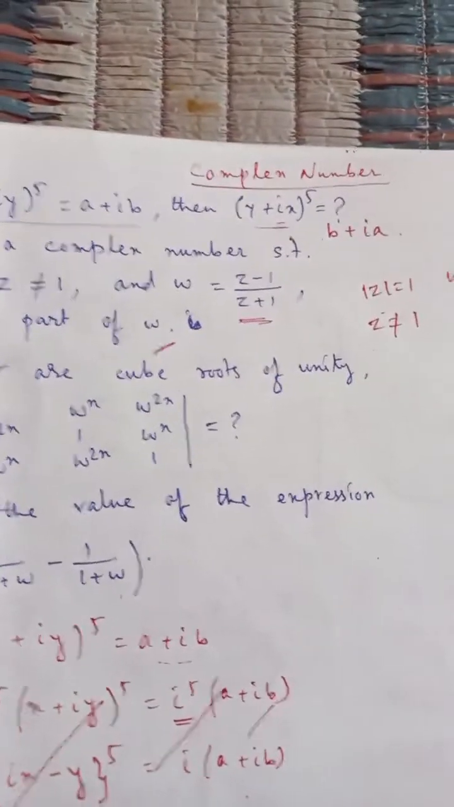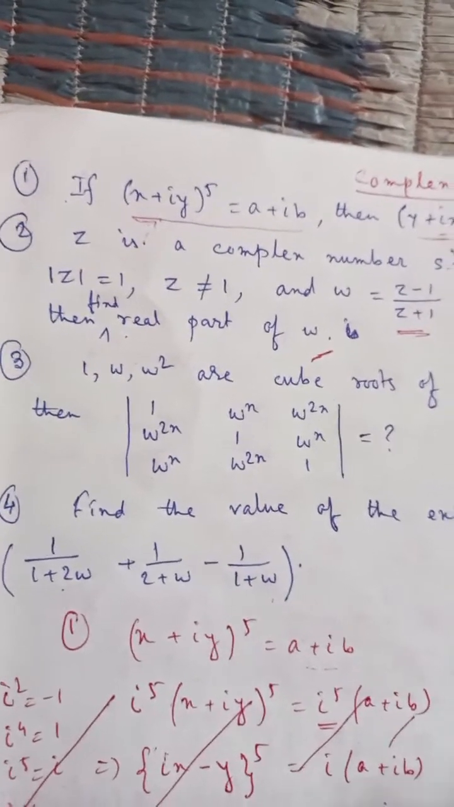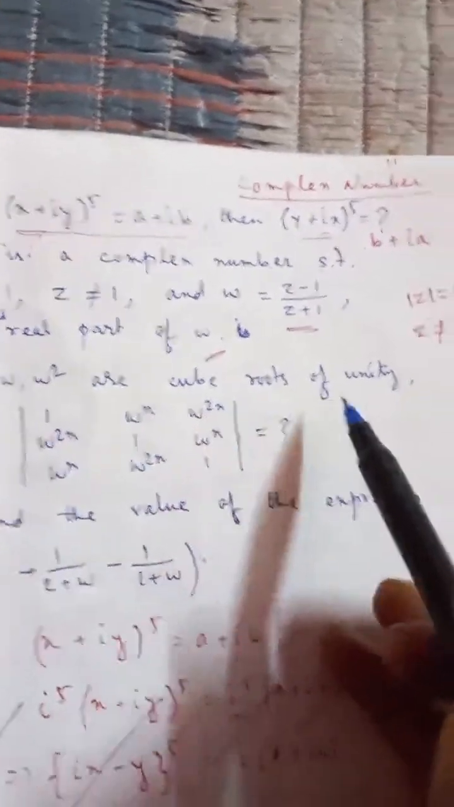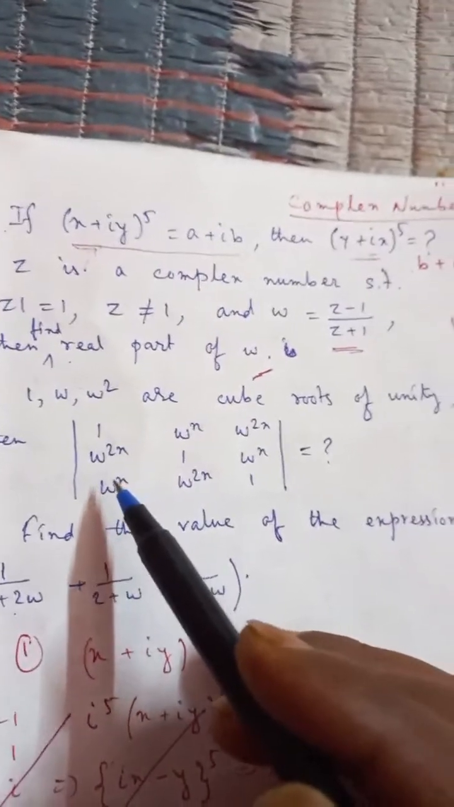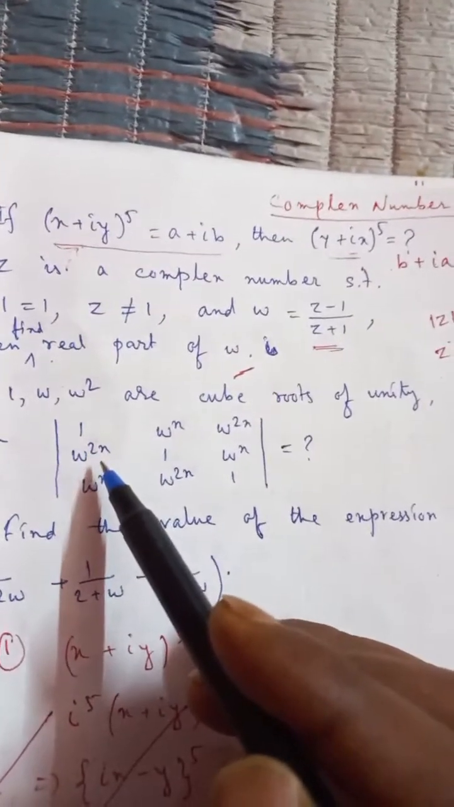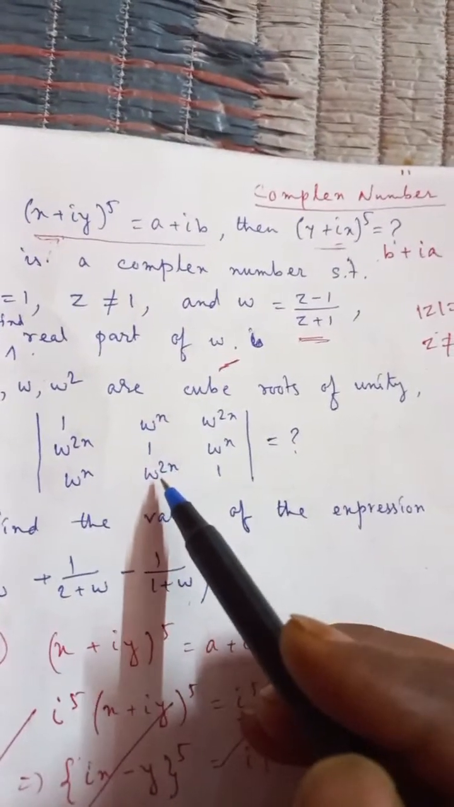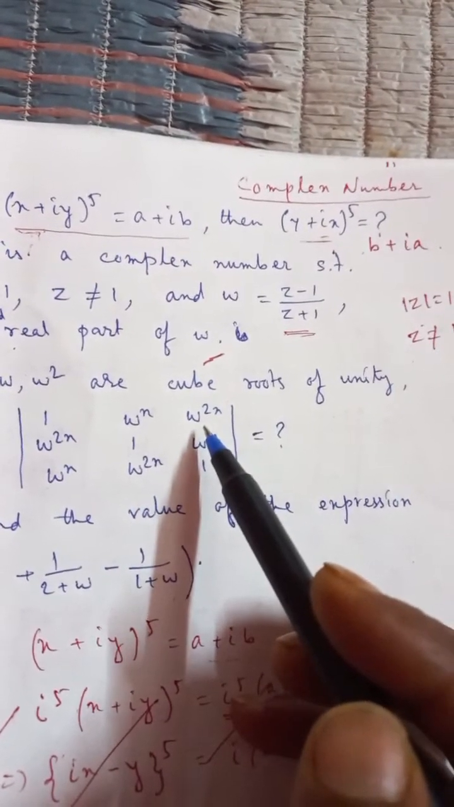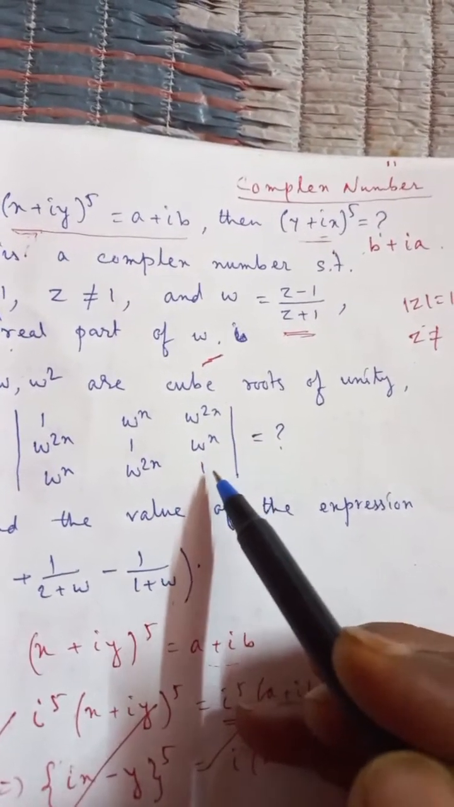Hello, since I'm discussing complex numbers, I solved two problems already in complex numbers. And the third one is: given that 1, omega, omega square are cube roots of unity, we have to find out this determinant value: 1, omega to the power n, omega to the power n; omega to the power n, 1, omega to the power 2n; omega to the power 2n, omega to the power n, 1.